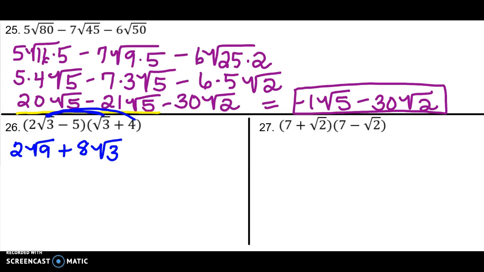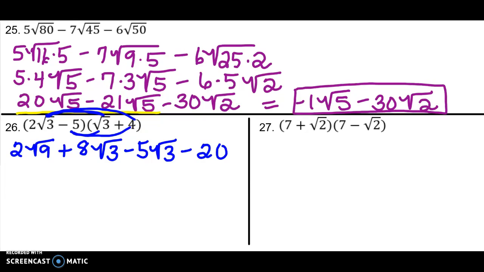All right, now I'm going to move on to this negative 5. I have negative 5 times the square root of 3. So that's going to be minus 5 square root 3. Then I have negative 5 times positive 4, which is just negative 20. Okay, so we're looking good.